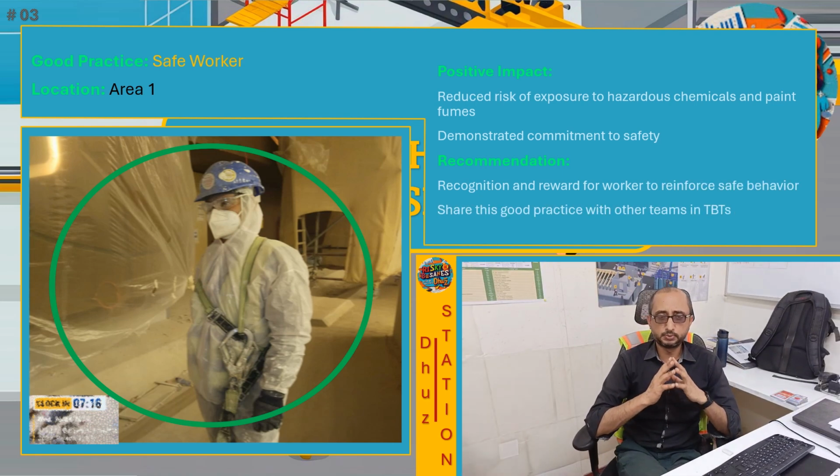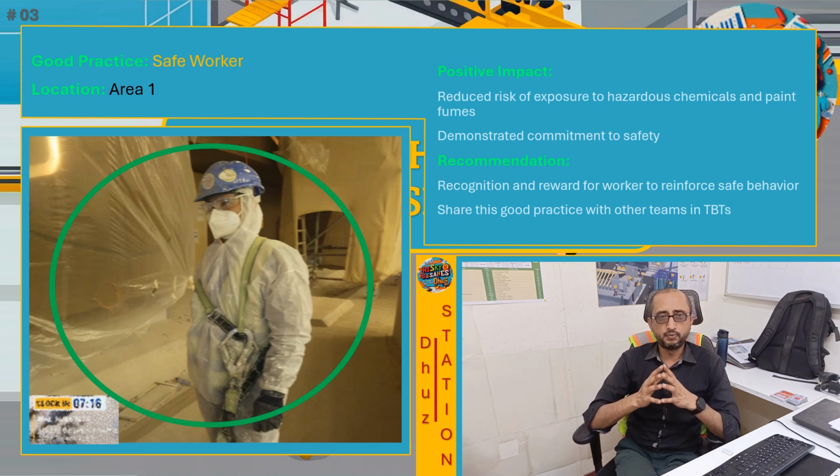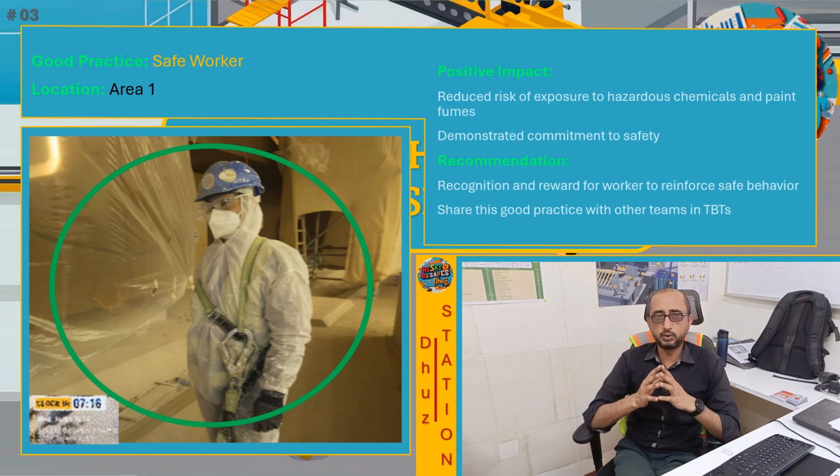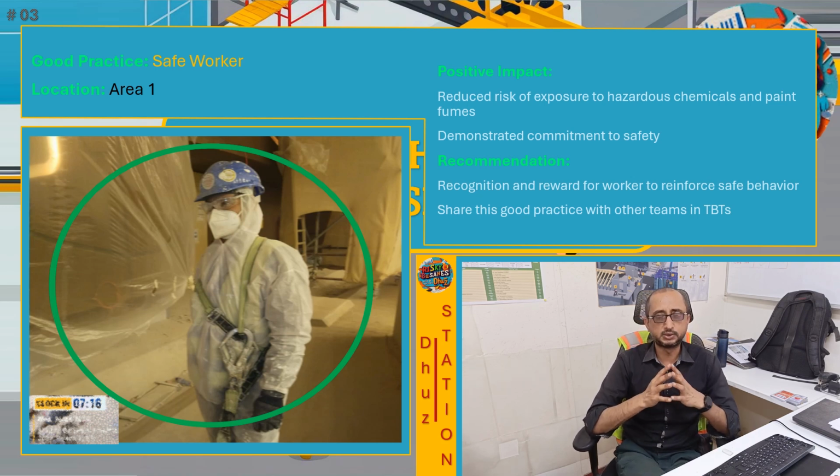This is a positive observation, a good practice labeled as safe worker. A worker involved in a paint activity is wearing all the appropriate PPEs effectively. Location is area 1. Positive impacts: first of all, a health conscious worker wearing all the PPEs will be prevented from any harmful impacts of the hazardous substances. Also, it demonstrates a commitment to HSE.